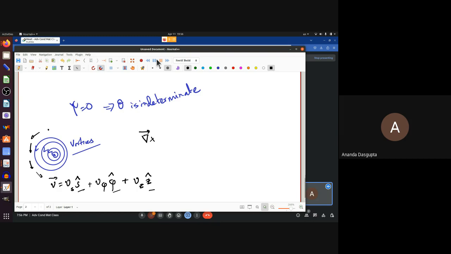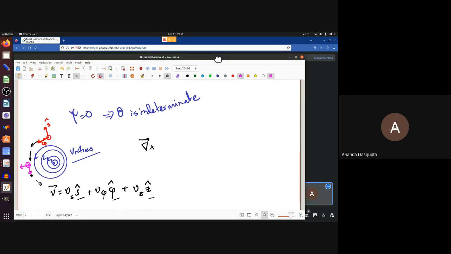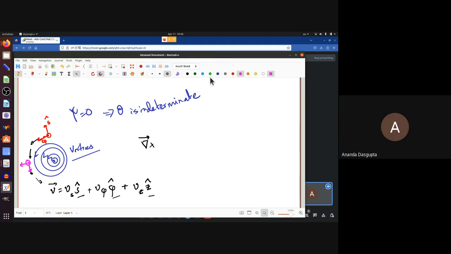So for example, at this point, the s hat vector would be pointing straight away from the line. The phi hat vector would be pointing perpendicular to it, and z hat would be pointing right at you, along the vertical. These vectors depend on where you are. Suppose you are at this point, s hat would point radially away from this line, phi hat would point like this, and z hat would point again straight at you. And at all these points, which of the components, V_s, V_phi, or V_z, are non-zero? Tell me. By the picture, it should be obvious.